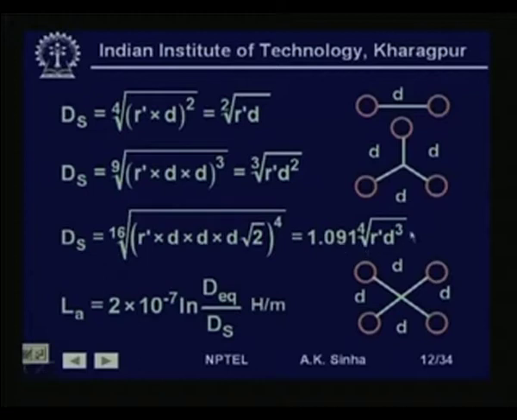And as we have seen earlier, the inductance we can get for these bundle conductors is L equal to 2 into 10 to the power minus 7 ln(Deq/Ds), where Ds is the GMR for the bundle conductor. Since this has increased considerably as compared to the single solid conductor having the same cross sectional area, the inductance gets reduced considerably.